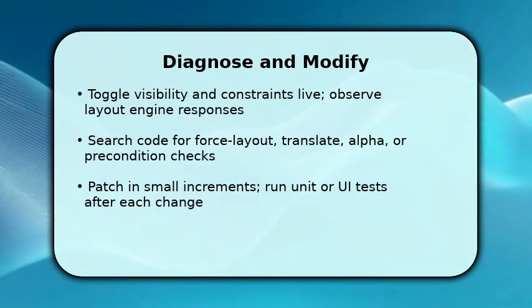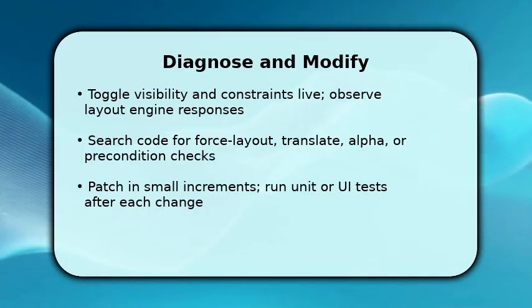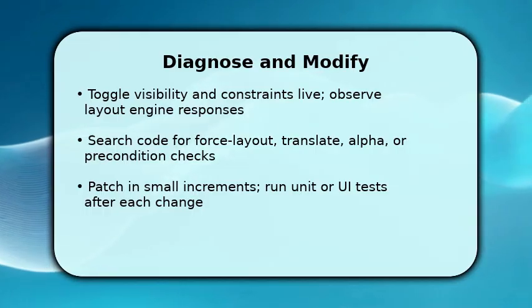Now you diagnose the behavior by toggling visibility and adjusting constraints live, which reveals whether layout or code is enforcing the jail. Once you see which constraint or transform holds the view, trace its origin in source. Look for forced translates, alpha clamps, or precondition logic.